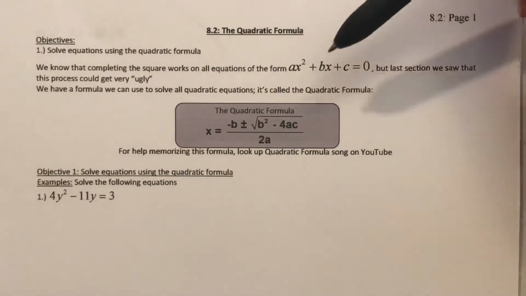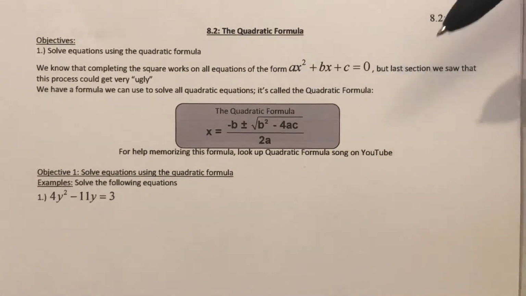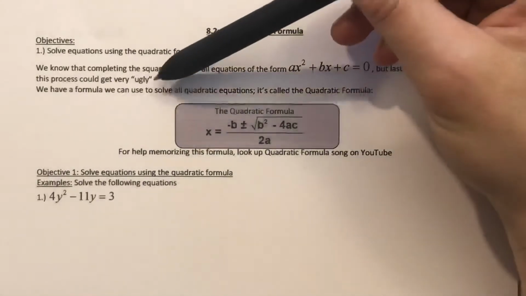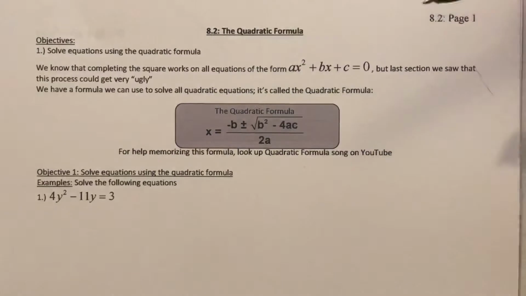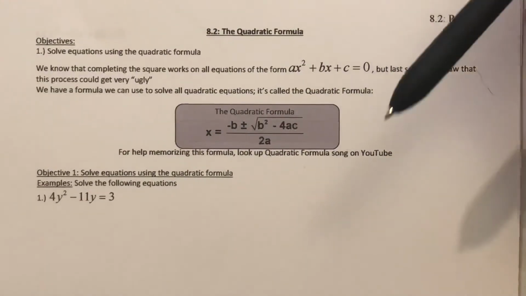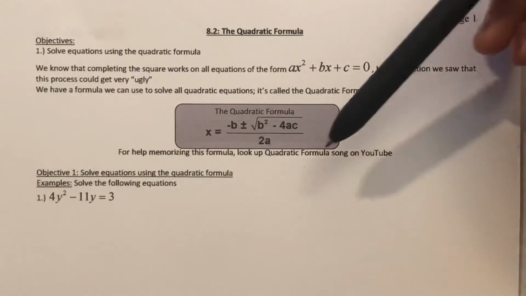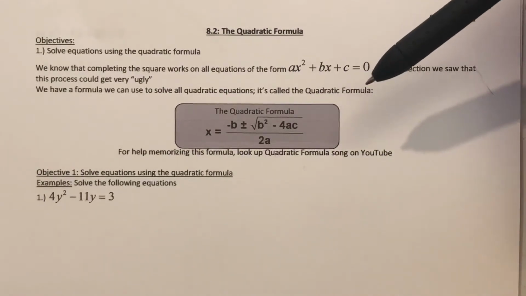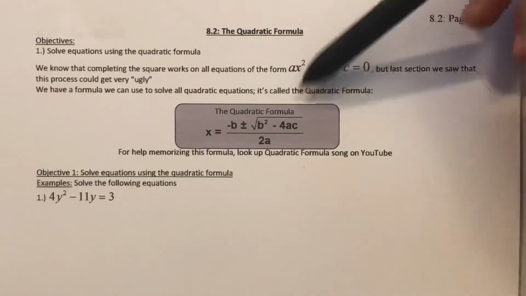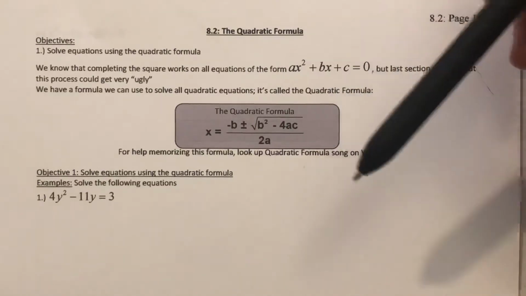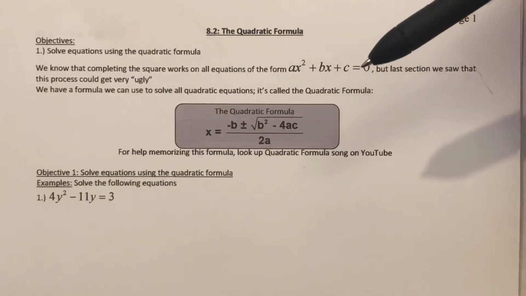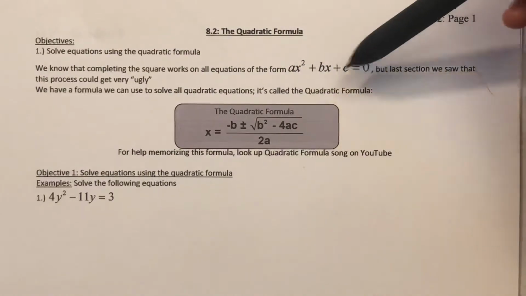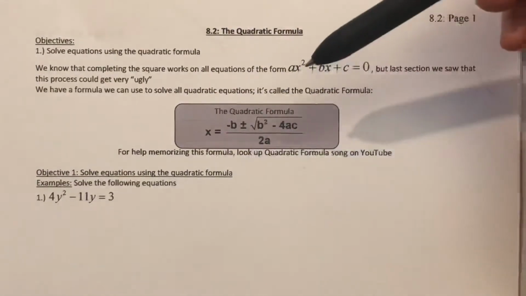In the previous section, I mentioned that any equation of this form could be solved using the complete the square process. However, some are going to turn out what I called ugly, in the sense that fractions would be involved. So this process, using this formula, called the quadratic formula, is another way to go about working with these equations so that you don't have to deal with all the fractions in that complete the square process.